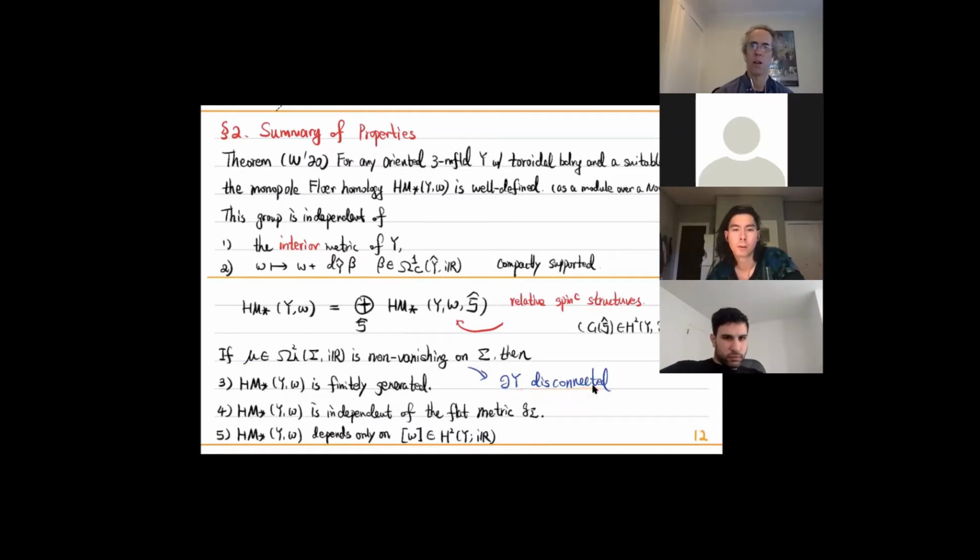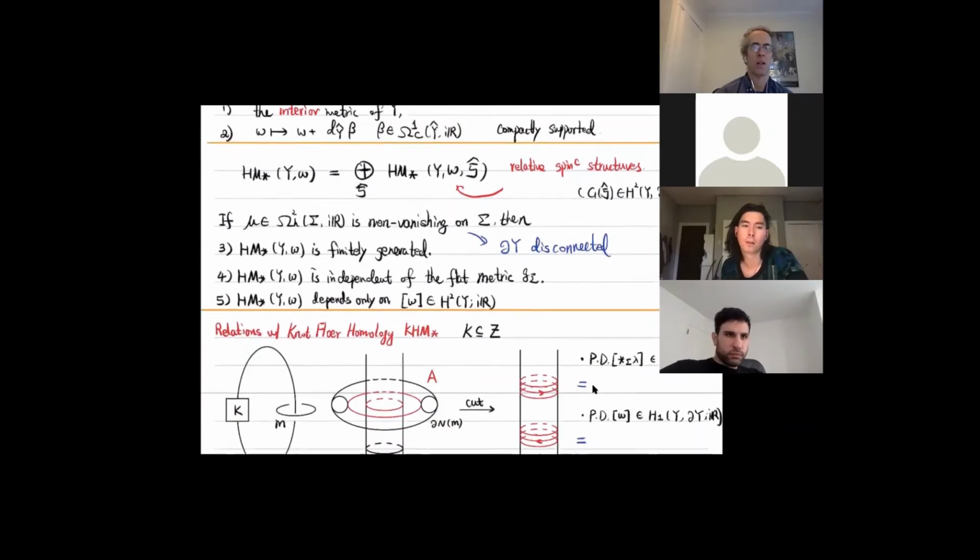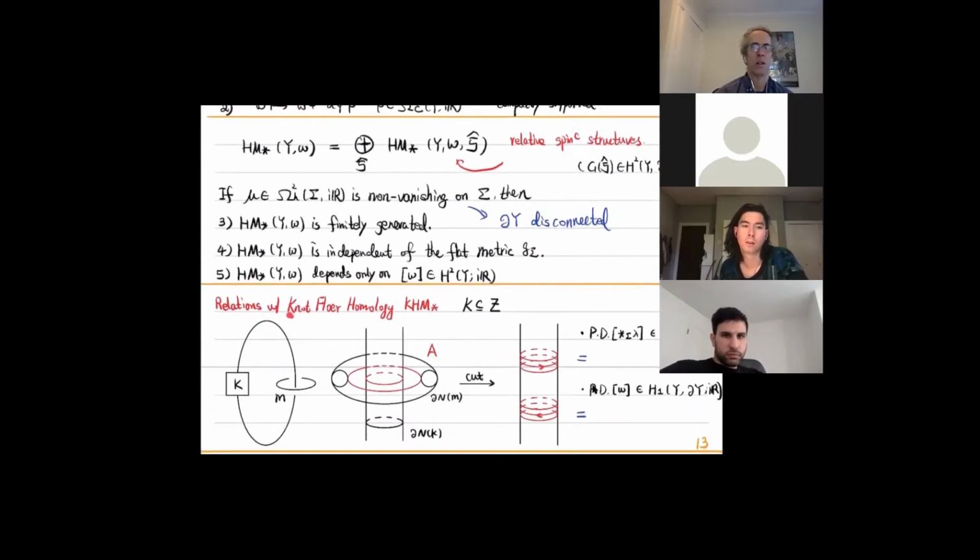But I think this is not a serious problem in practice, because in order to recover the knot Floer homology, we will actually work with the link complement. Let me make this more concrete. So let's take a knot inside a closed 3-manifold Z, and this is a picture, and we also take a meridian for this knot. Then we want to apply our construction to the complement of this meridian and this knot.